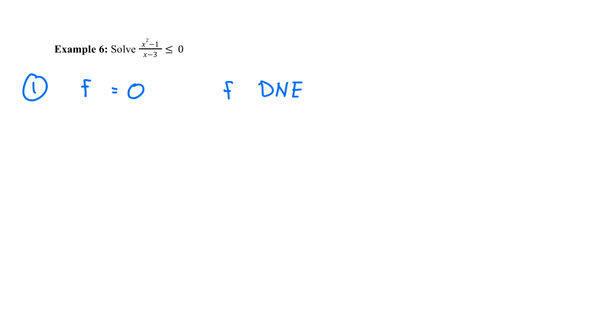So for places where f does not exist, I'm going to take my denominator, which is x minus 3, set it equal to 0, and solve for x. Whatever your denominator is, take that, set it equal to 0, and solve for x. We should end up with x equals 3. So this is one of our partition numbers.